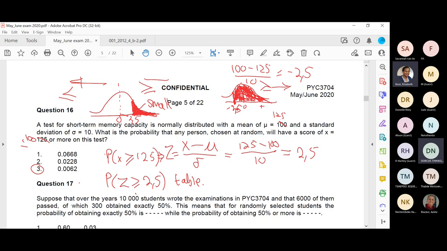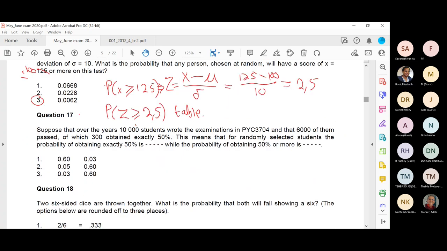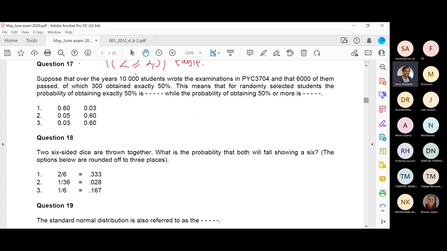So yes, drawing a diagram will help you visualize and make things clearer. Only by looking at the value you got for Z and the sign you are using will tell you whether you need to go to the larger side or the smaller side. So that's all what I was trying to explain with this. Okay, so let's move to question 17.